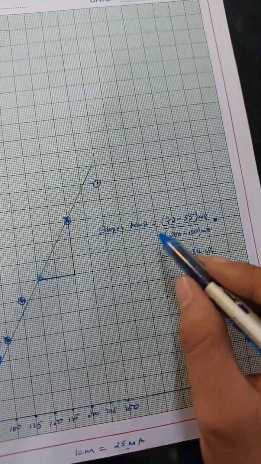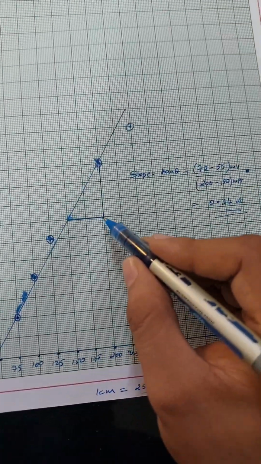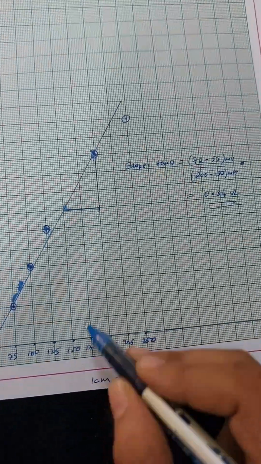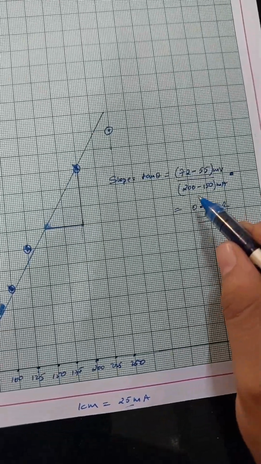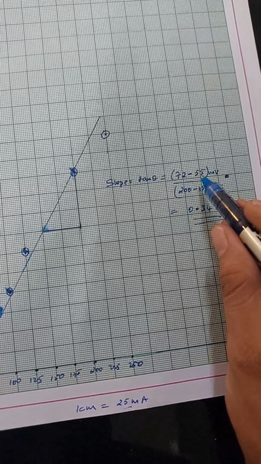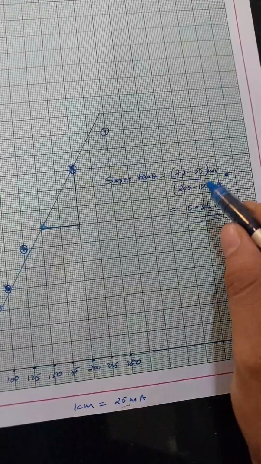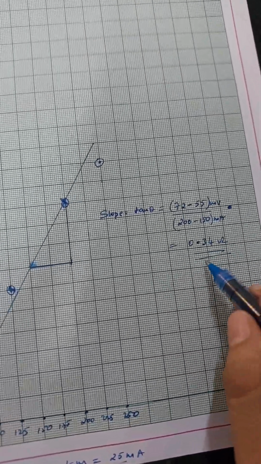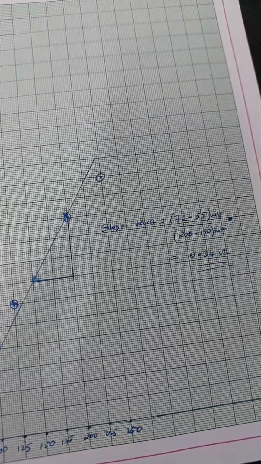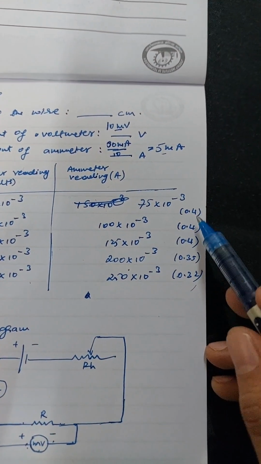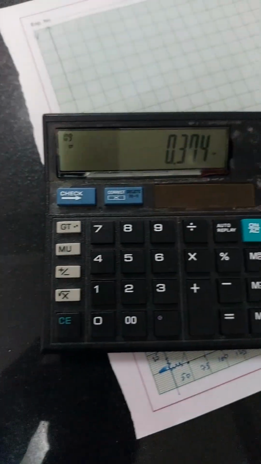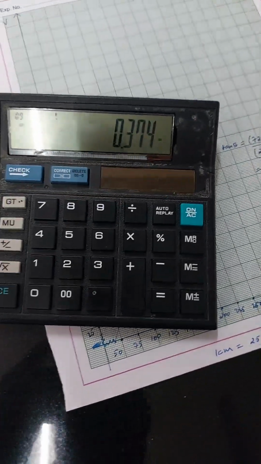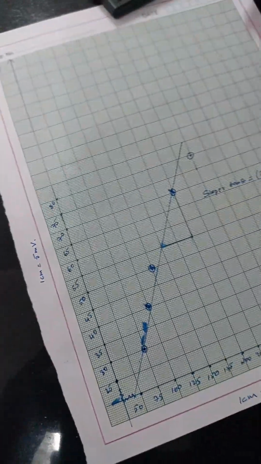So this length I have got is 72 minus 55. Similarly, this point is 200, whereas this point corresponds to 150. So it's 200 minus 150, which is 50. So 72 minus 55 is 17 millivolts divided by 50 milliamps. Milli cancels. I am getting 0.34 ohms as the answer. So this is the resistance of the wire. If I calculate the average of the resistances I have got here, I get 0.37. From the graph I got 0.34. There will be some differences, but approximately it's fine.